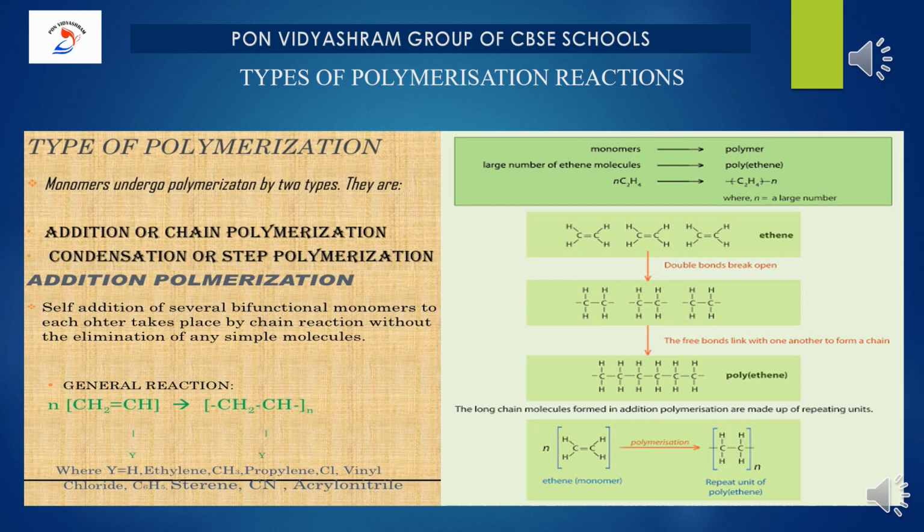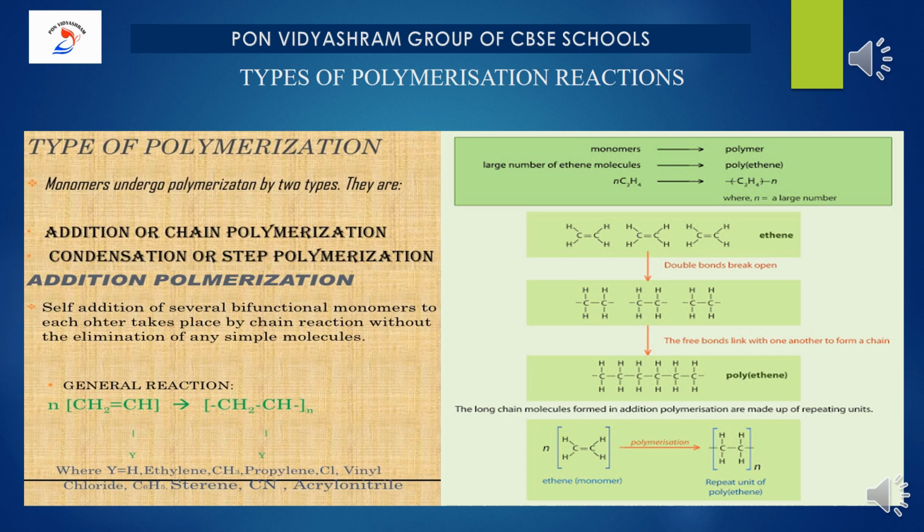Once again, a small recap. Self addition of several bifunctional monomers to each other takes place by chain reaction without the elimination of any simple molecule. This is how you will define addition polymerization. So, in this I am going to take ethene as a monomer, it will be converted into polyethene as a polymer. Here instead of ethene we can talk about propene or propylene, vinyl chloride, styrene, acrylonitrile, all this can be taken in presence of the catalyst.